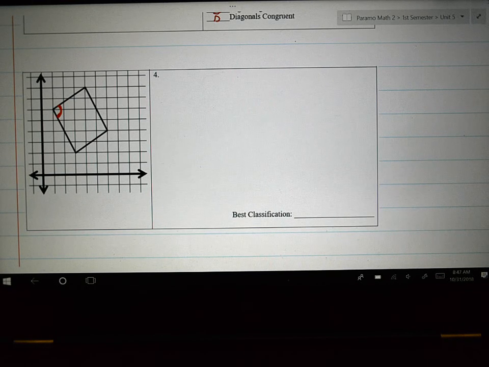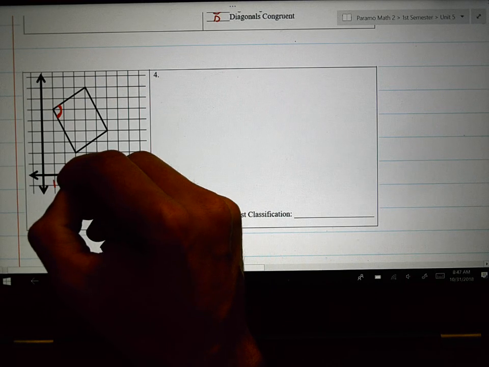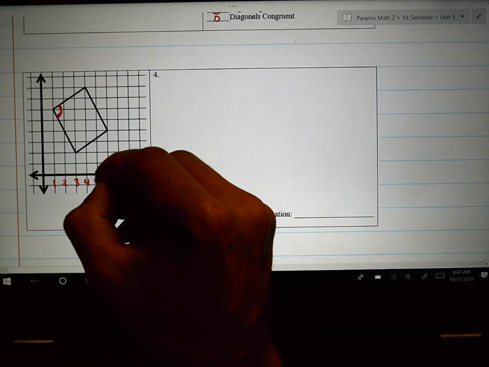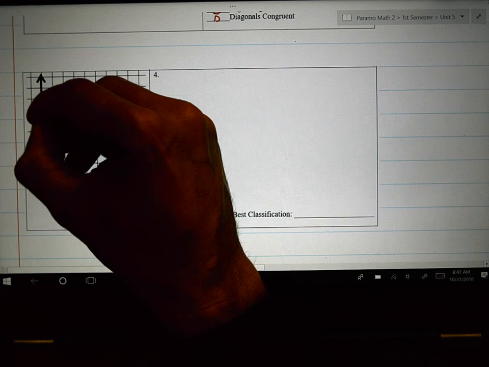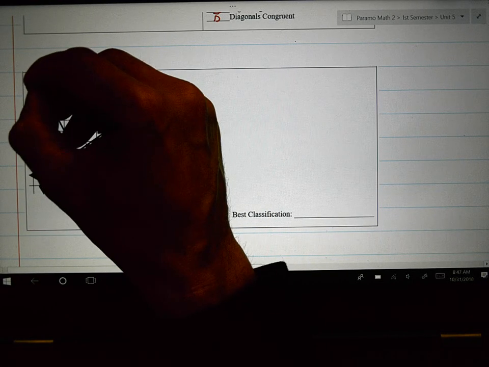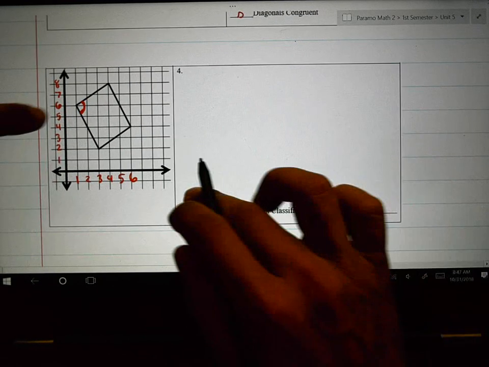So how do we check? You're going to use these points. This is 1, 2, 3, 4, 5, 6. Sometimes I do this, it just makes my life easier: 2, 3, 4, 5, 6, 7, 8. I start numbering my axes. Let me zoom in on that just a little bit.